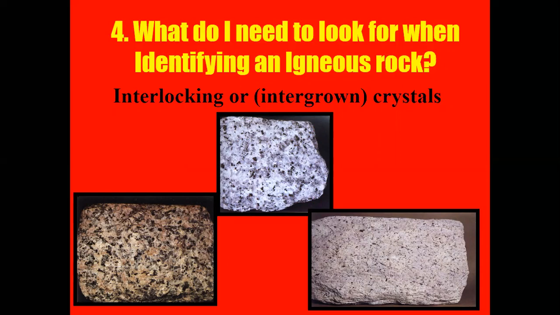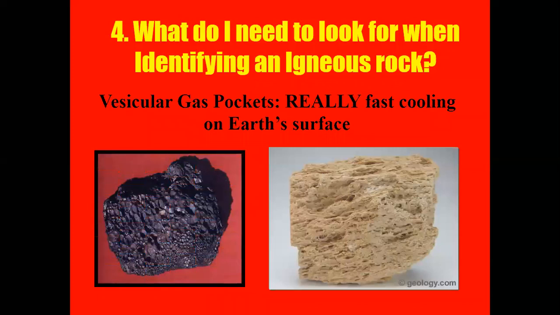Okay, and last but not least, you want to look for gas pockets. Vesicular gas pockets basically mean the rock cooled really, really fast, and those gas bubbles didn't have time to escape, so they made bubbles in the rock. That's another defining characteristic of igneous rocks.